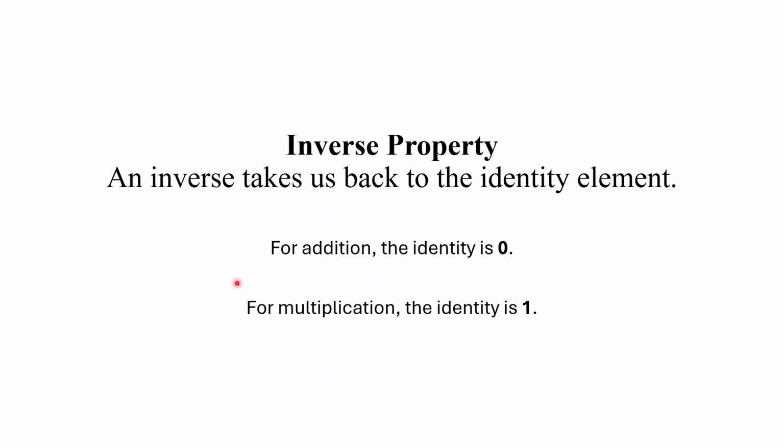Inverse property. An inverse takes us back to the identity element. So for addition, the identity is 0. For multiplication, the identity is 1. So let's take note.